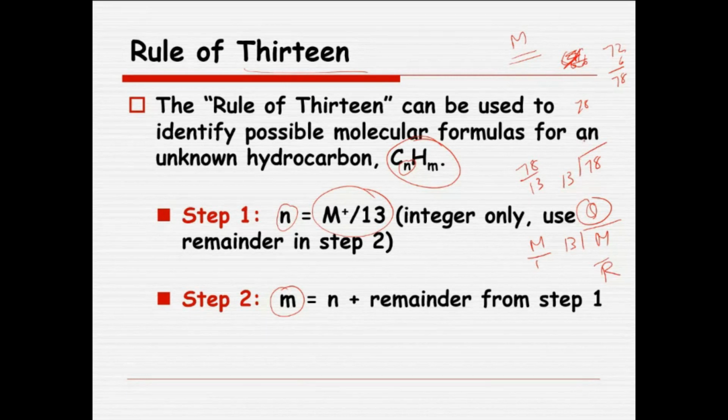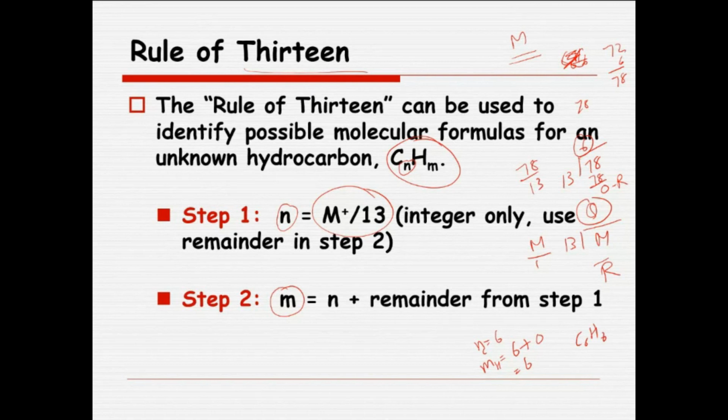13 times 6 is 78. So what is the remainder here? Guys, are you there? It is 6. So n is the quotient, n is equal to 6, which is the number of carbons. H is the number of hydrogens. Hydrogen is equal to 6 plus the remainder. The remainder is 0, so 6. So the molecular formula is C6H6. This is known as the rule of 13.